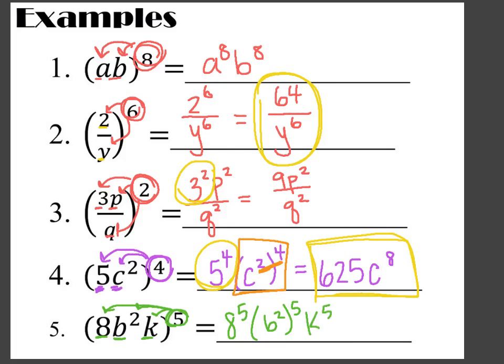So if I look at this, I'm going to go one more step. Look at my numbers. 8 to the power 5, well, that's 32,768. My b has that power to a power thing going on, so I'm going to multiply 2 times 5. Gives me 10, so I got b to the 10. And then k to the 5 at the end. And that would be my final simplified answer.